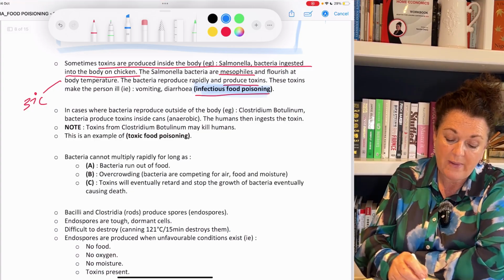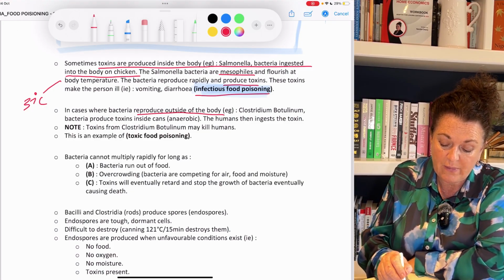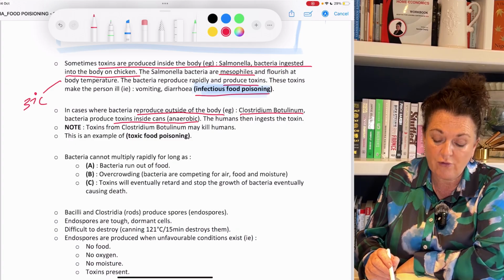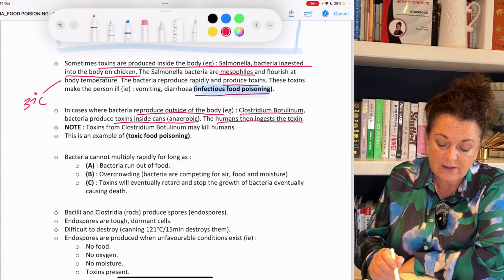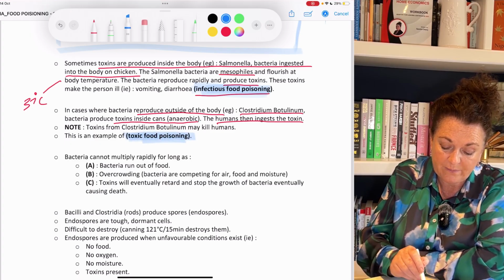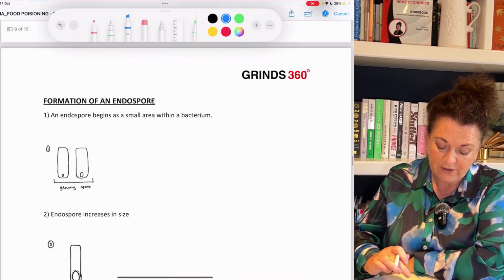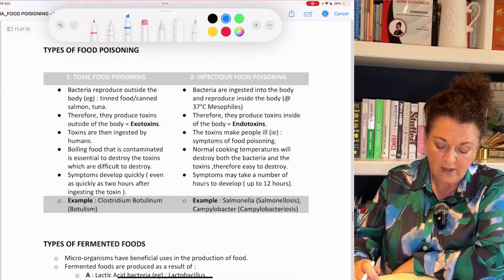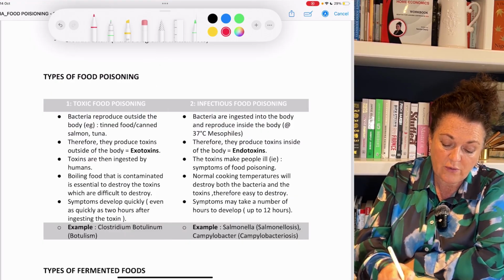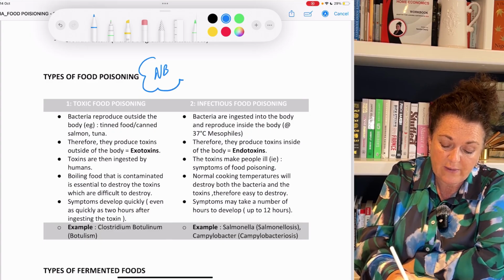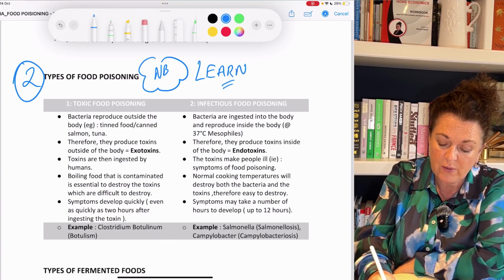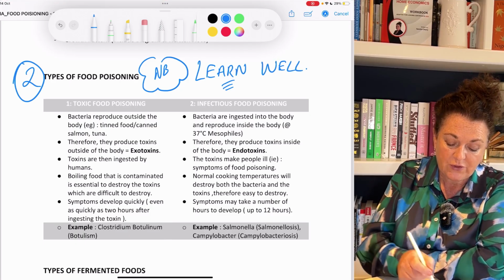In other cases, the bacteria reproduce outside of the body, like Clostridium botulinum, producing toxins inside tinned food in an anaerobic environment, and then the human ingests the toxin, and we end up with what is called toxic food poisoning. Now, I want you to look further down here at our note, and I have a nice summary done of the types of food poisoning, and I'm just going to say to you there to learn those. It's very important, if you're learning about bacteria, that you know the two types of food poisoning. So learn well.